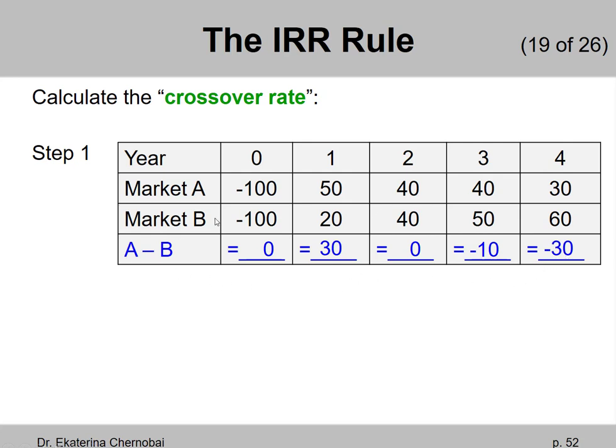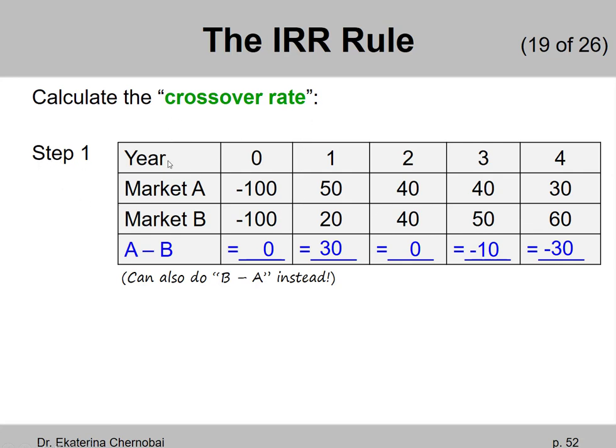So how do you know for which project the cash flows should be subtracted? Well, it actually doesn't matter. Instead of doing A minus B, you can also do B minus A. The only change that you would see is that the signs would be flipped. So where you now have a positive value, you would have a negative value instead, a negative sign. But that's not going to affect our crossover rate calculation.